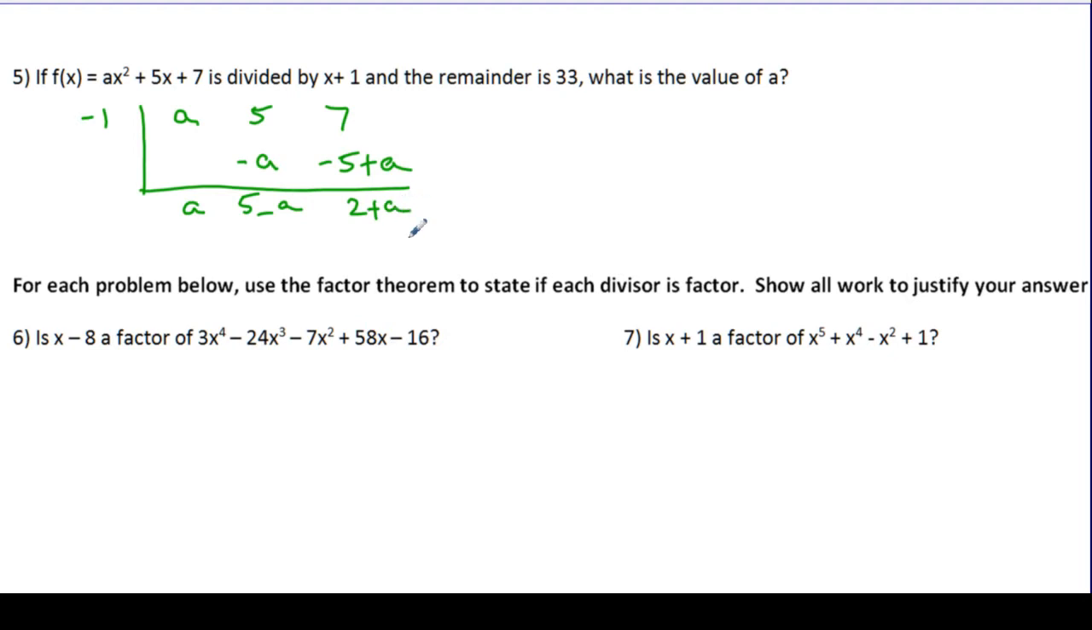So here's what I'm basically saying. The remainder of this expression, 2 plus a, should be equal to 33. I told you what the remainder was. The remainder was 33. So this expression, 2 plus a, represents the remainder. If I subtract 2 on both sides, it looks like the a value, what is the value of a? Well, the a value is 31. Okay, and I'm done. Okay, so in this case, I just did exactly synthetic division.